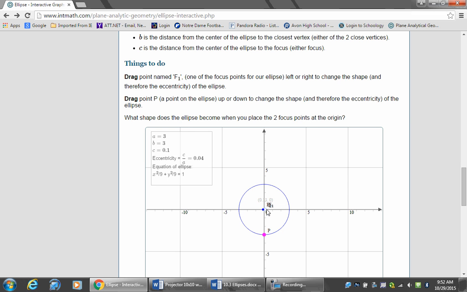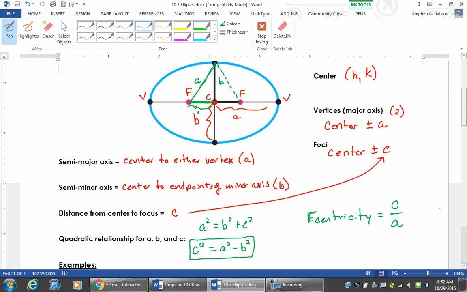But you can see as you move this away, the bigger the ratio gets, the more elongated it gets, and the smaller the ratio gets, closer it gets to 0, the more it becomes a circle, because the foci end up actually being on the circle when they're equal. Okay. So that's just a little bit about eccentricity and how the definition works.